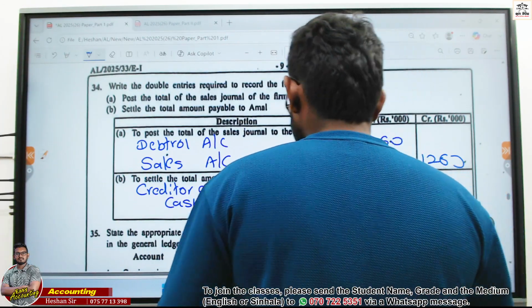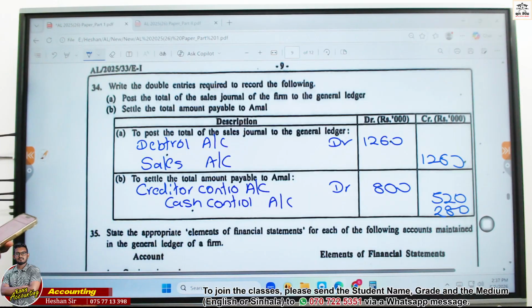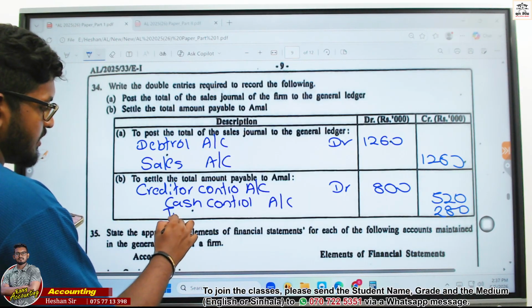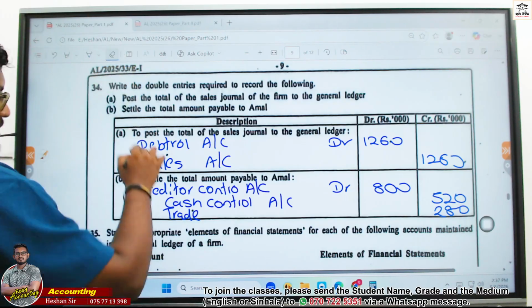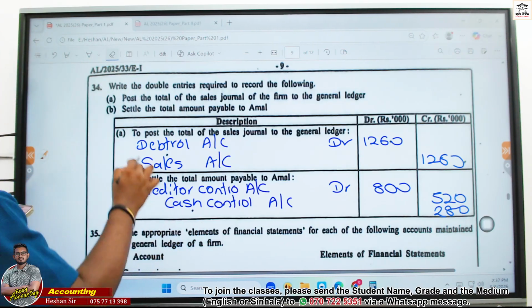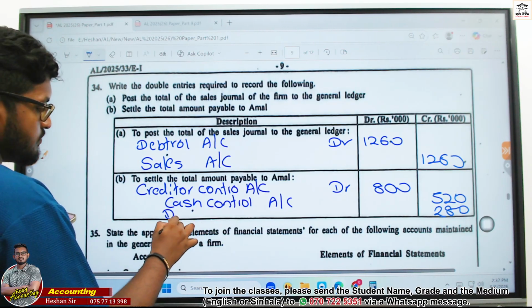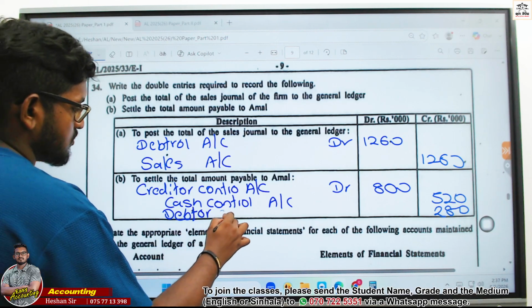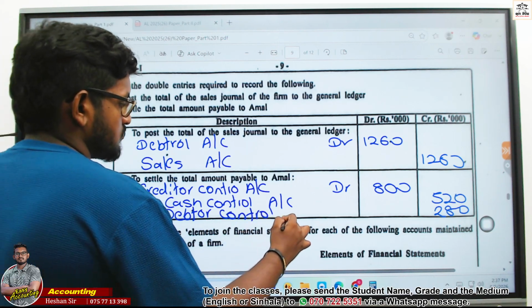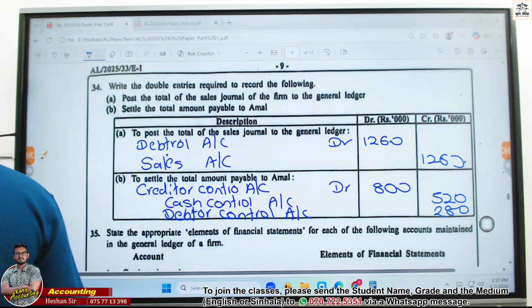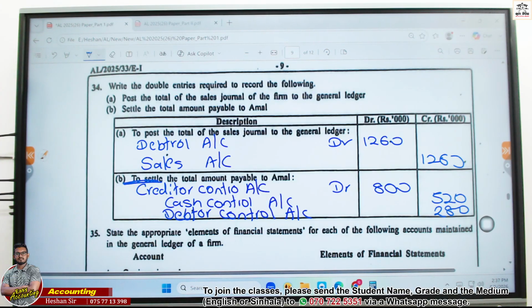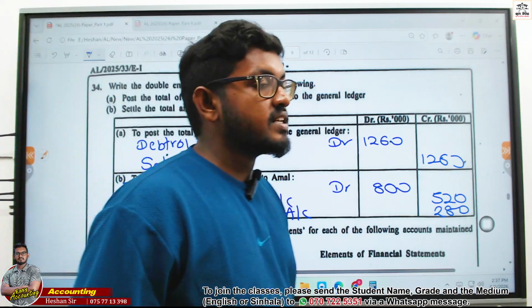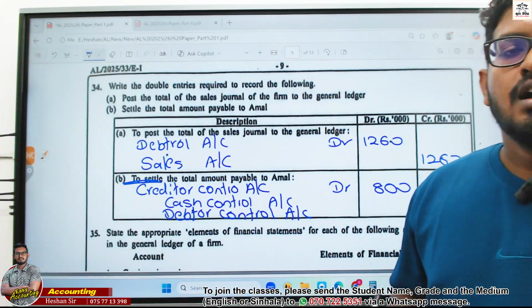It goes to what? Trade receivable control account. Trade debtor control. Debtor control account. Send me a thumbs up. They're asking the settling part, not the paying cash. Settling happens in two ways: we pay cash this much, and the balance we settle with that person. I need the thumbs ups.